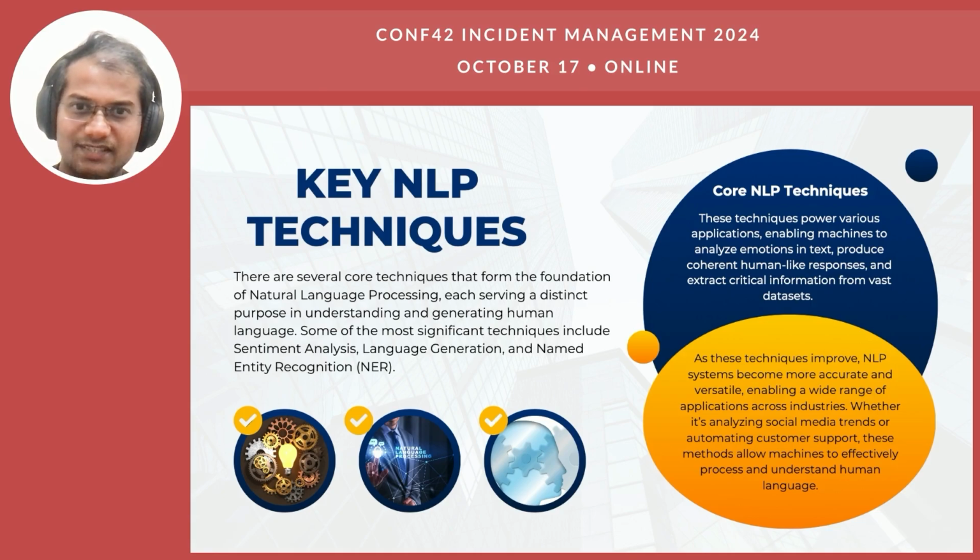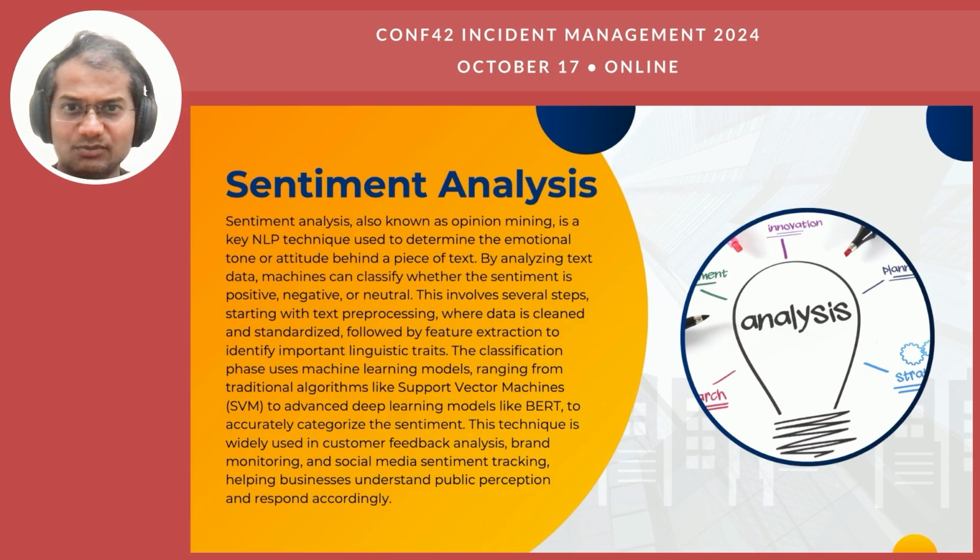Now let's look more closely at each technique, starting with sentiment analysis. Sentiment analysis is also known as opinion mining. It determines the emotional tone behind a piece of text. The process typically starts with text preprocessing, where the data is cleaned and standardized. Next, features are extracted to identify the key linguistic traits, followed by classification using machine learning or deep learning models such as BERT. This method helps companies understand customer sentiment in reviews, social media posts, and surveys. It's a valuable tool for businesses to gauge public perception and make data-driven decisions.